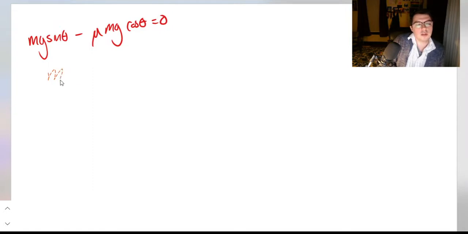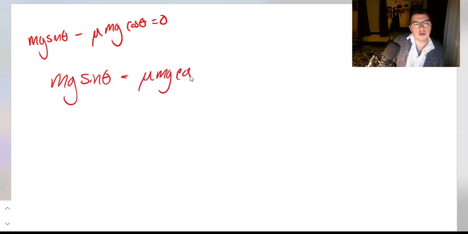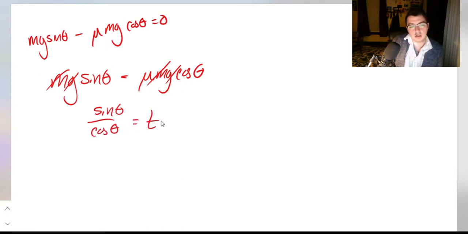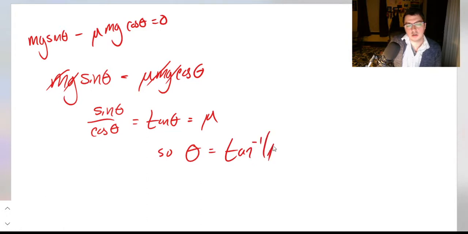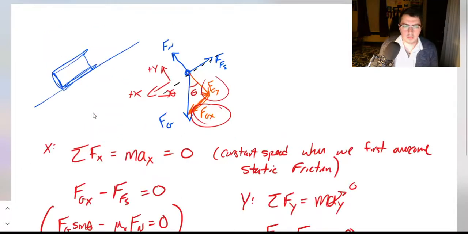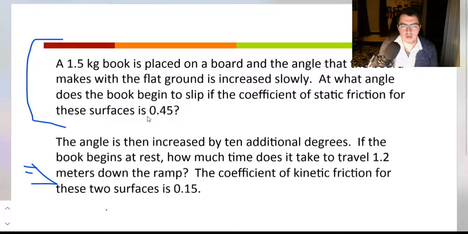So we can solve this. mg sine theta equals mu mg cosine of theta. Mass doesn't matter. g doesn't matter. I get sine of theta over cosine of theta, which is equal to tangent of theta, is equal to mu. So theta is just the inverse tangent of mu. And for this problem, we were told that the mu was 0.45.